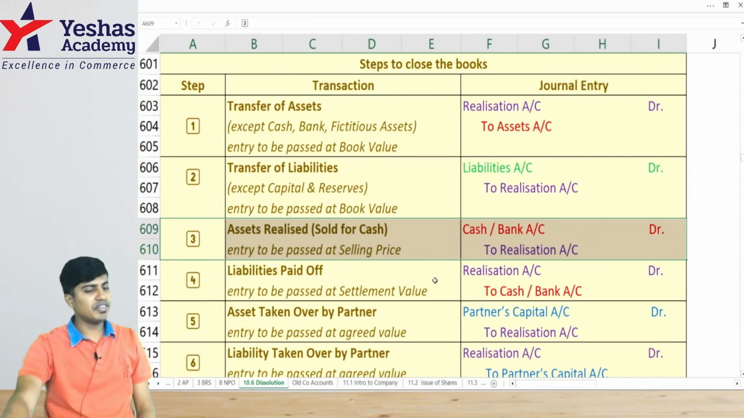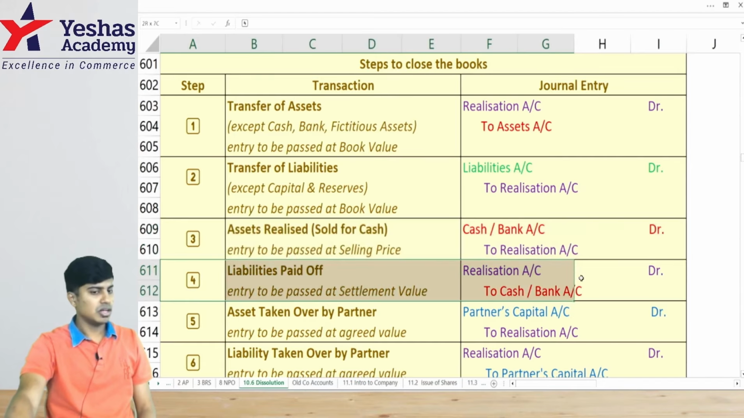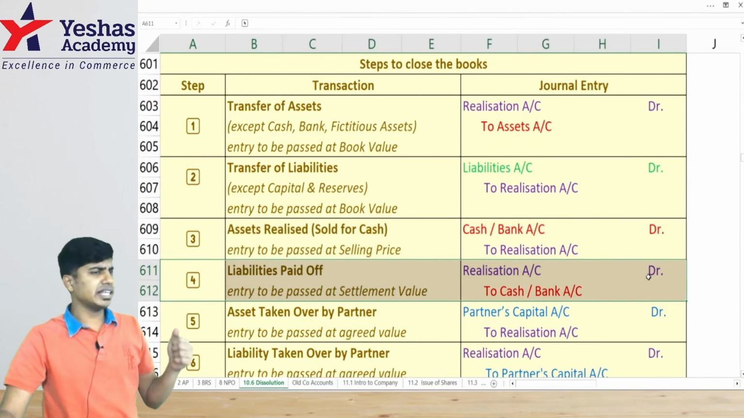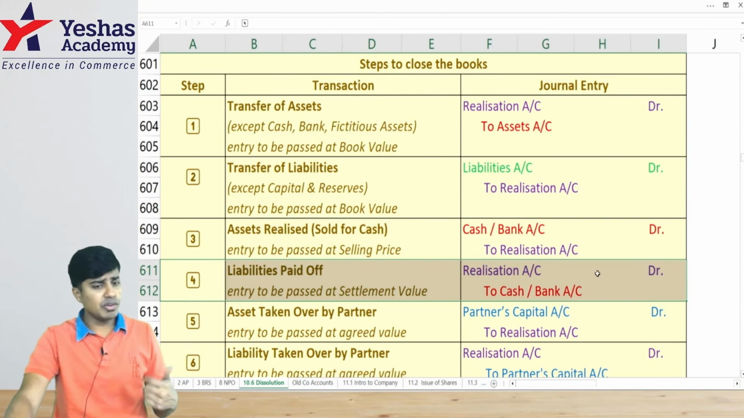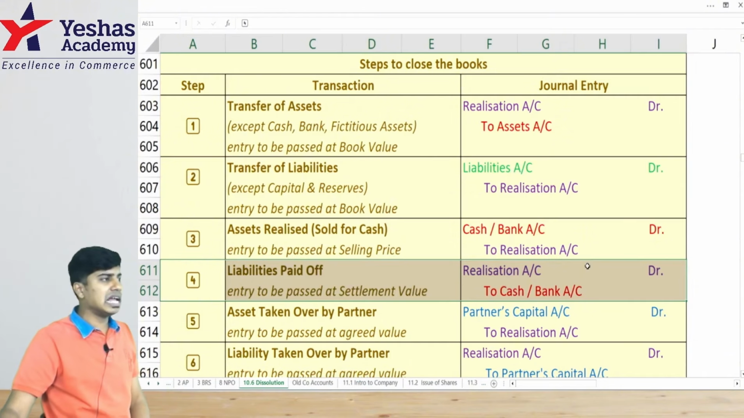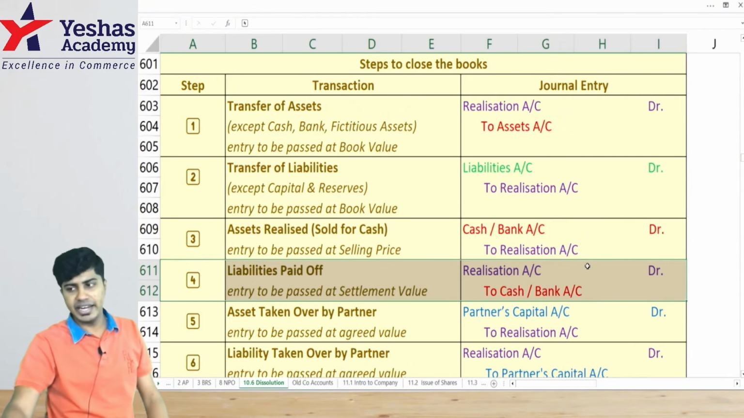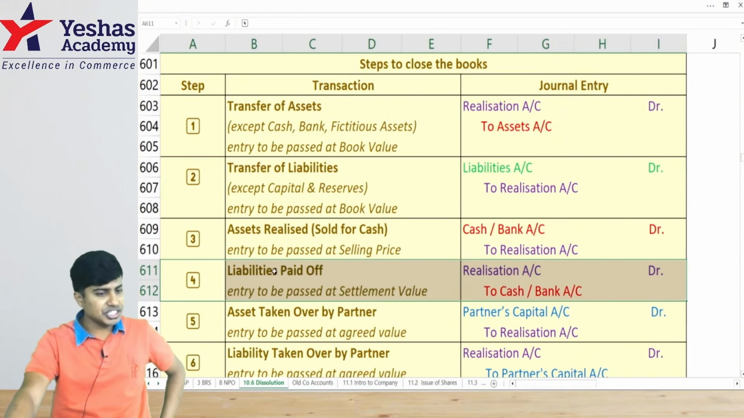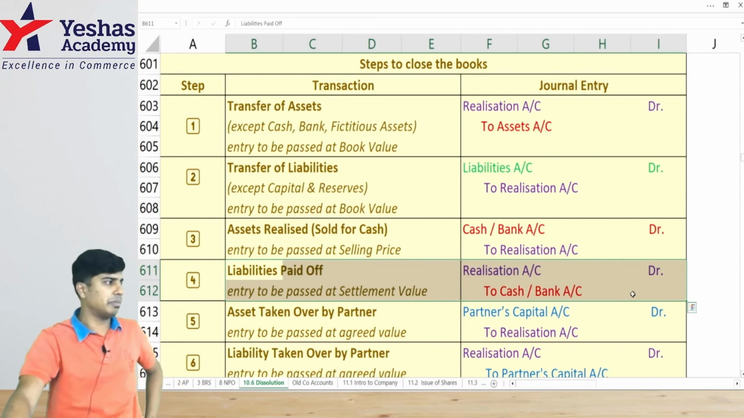Next one, if liabilities are paid, what is the entry? Usually entry is liabilities to cash. Here we won't debit liabilities. Instead of debiting liabilities, I'll debit realization. Entry will be realization account debit to cash or bank.